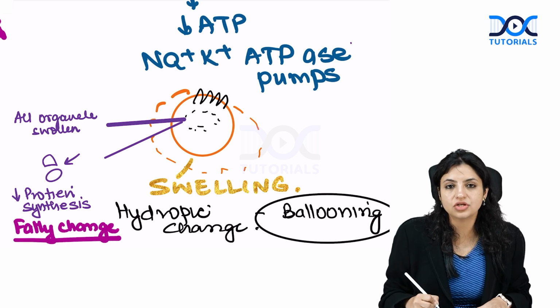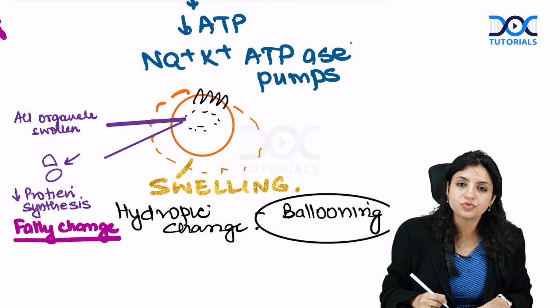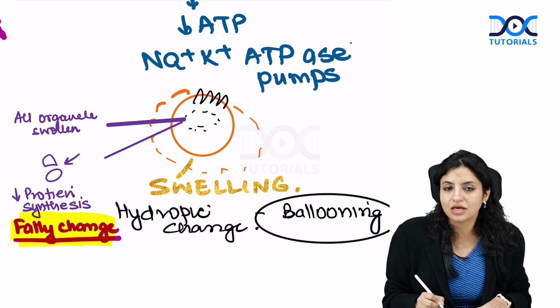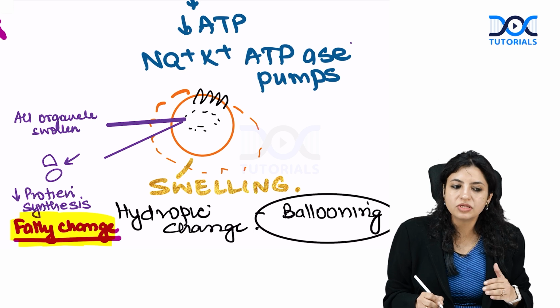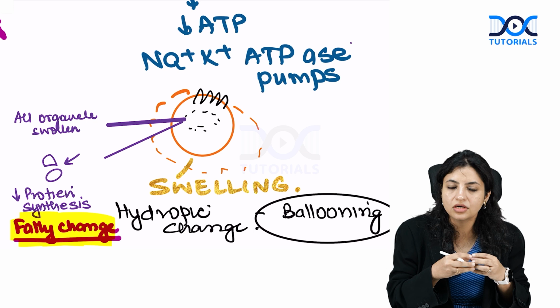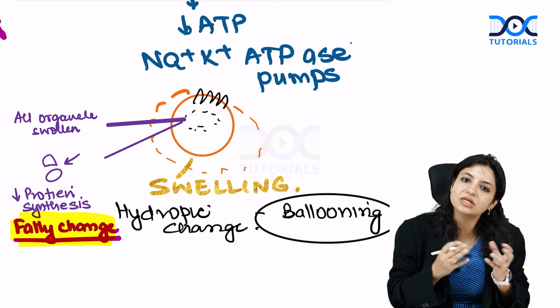This fatty change that you see is another feature which you can see in reversible cell injury. Whenever we have reversible cell injury, always remember, reversible means if you give oxygen, it can be reverted. If you give oxygen, the ribosomes will come close together and they will start protein synthesis and fats will disappear.